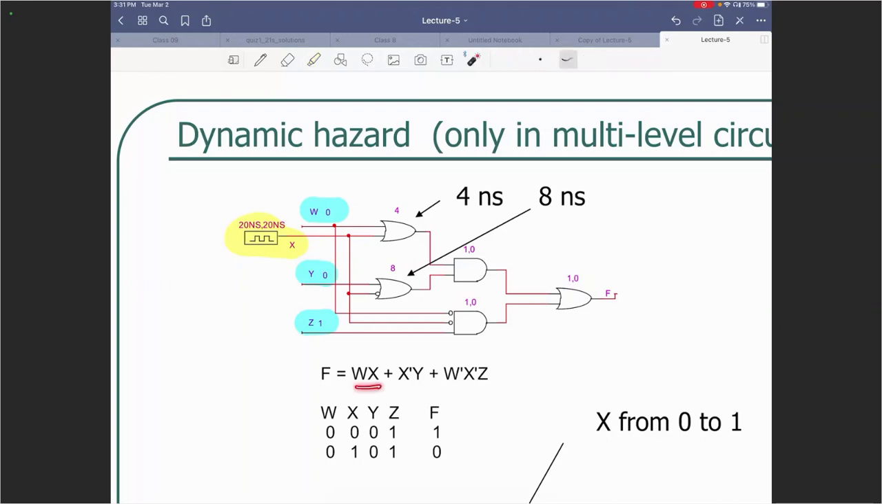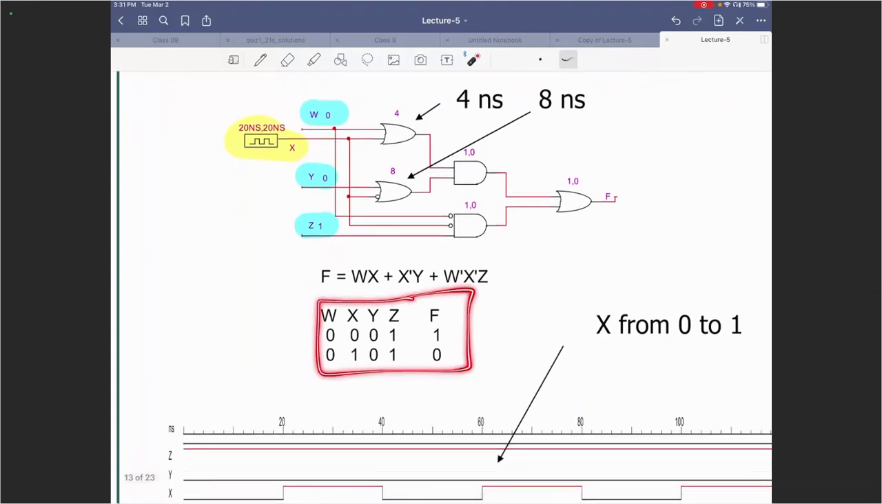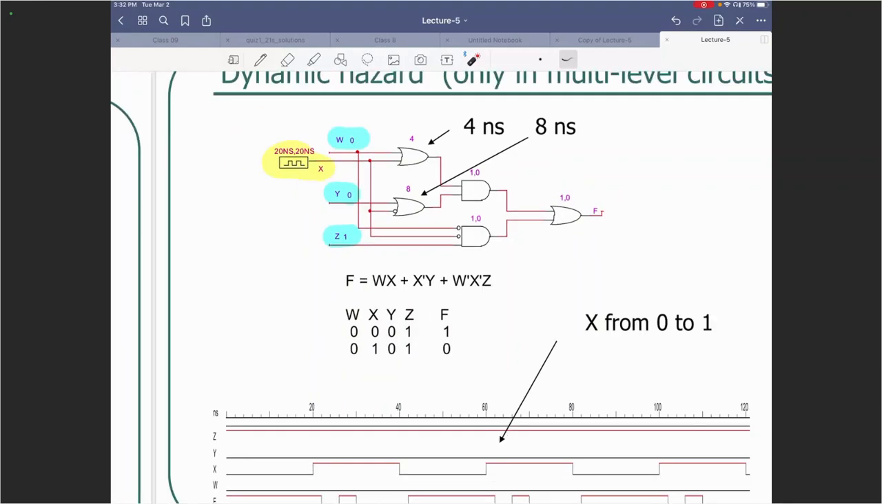We have W and X, or X complement and Y, or W complement and X complement and Z. What that means is, if you put it into a truth table, as long as W is a 0, Y is a 0, Z is a 1, if X is 0, F should be 1, and if X is a 1, F should be 0. It should not be changing. If X is 0, you should see a 1. If X is 1, you should see a 0. That's it. But over here, you see this?